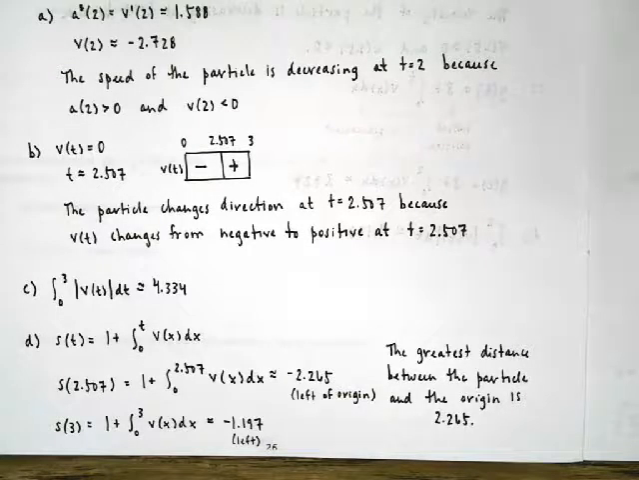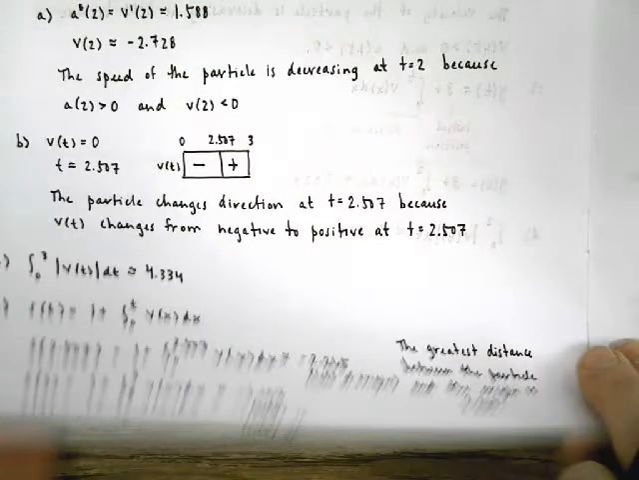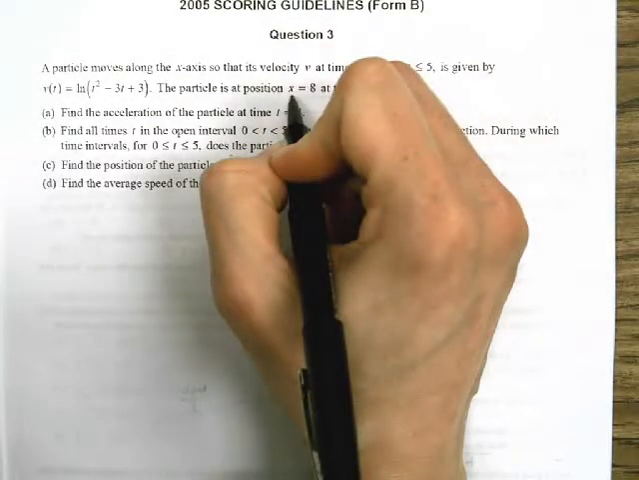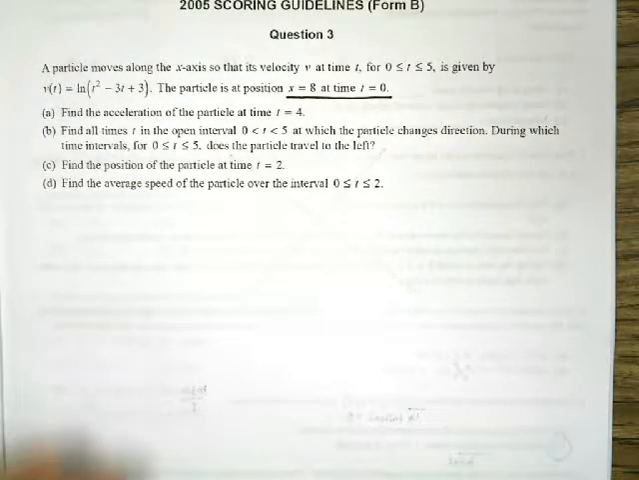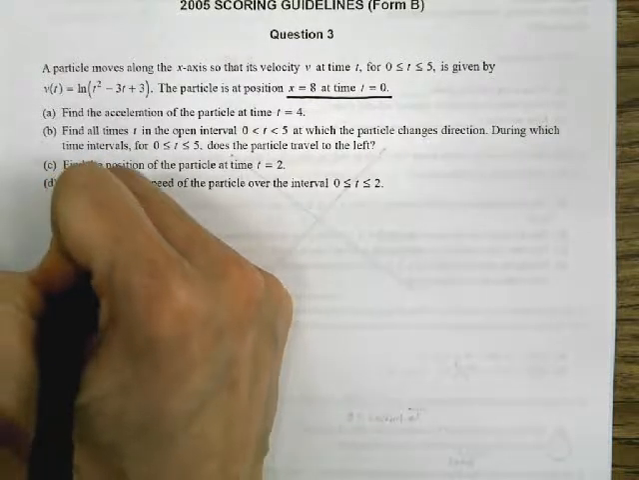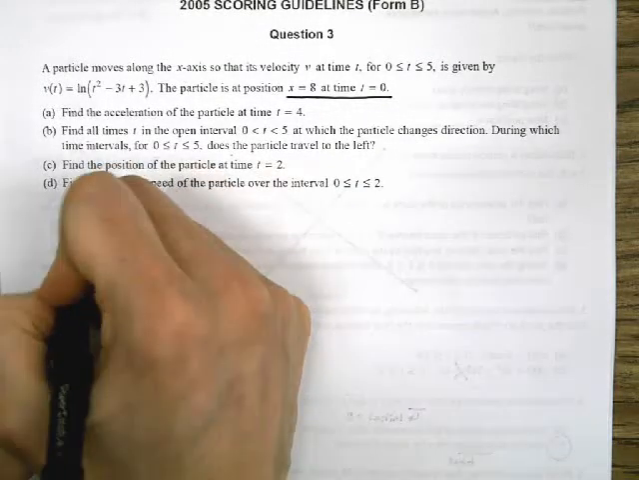All right, we've got one more problem left to do here. It's going to be another calculator problem. Okay, so again, we've got a particle moving along the x-axis. We're given its velocity function, and we're given its initial position, x equals 8 at time t equals 0. So part A, acceleration of the particle at time t equals 4.